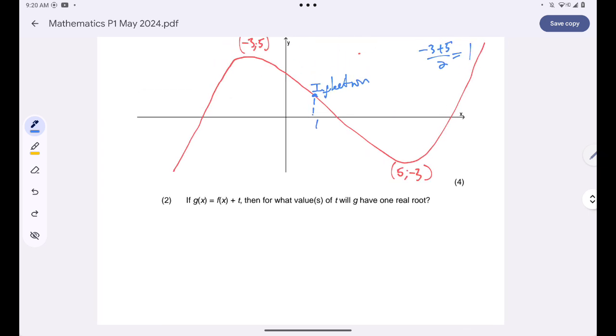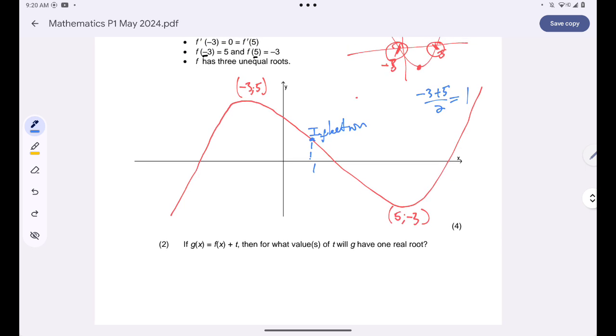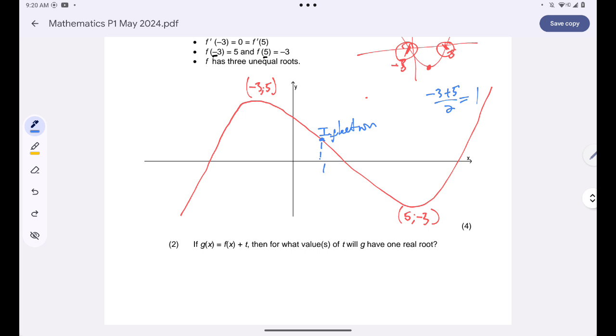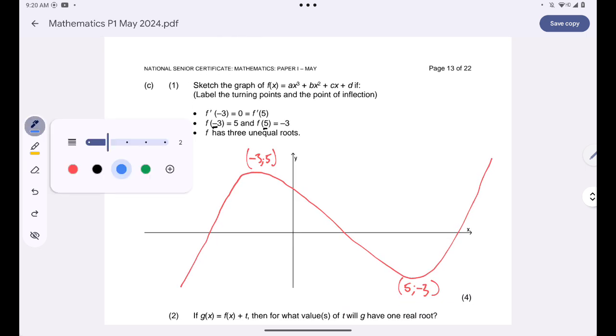Okay, and then now we are being asked to find, if g of x is equal to f of x plus t, then for which values of t will the graph have one real root? For cubic functions, guys, to answer these questions is much more simpler, because all you need to do is focus on your turning points, right? In these questions, guys, you just need to draw a horizontal line.